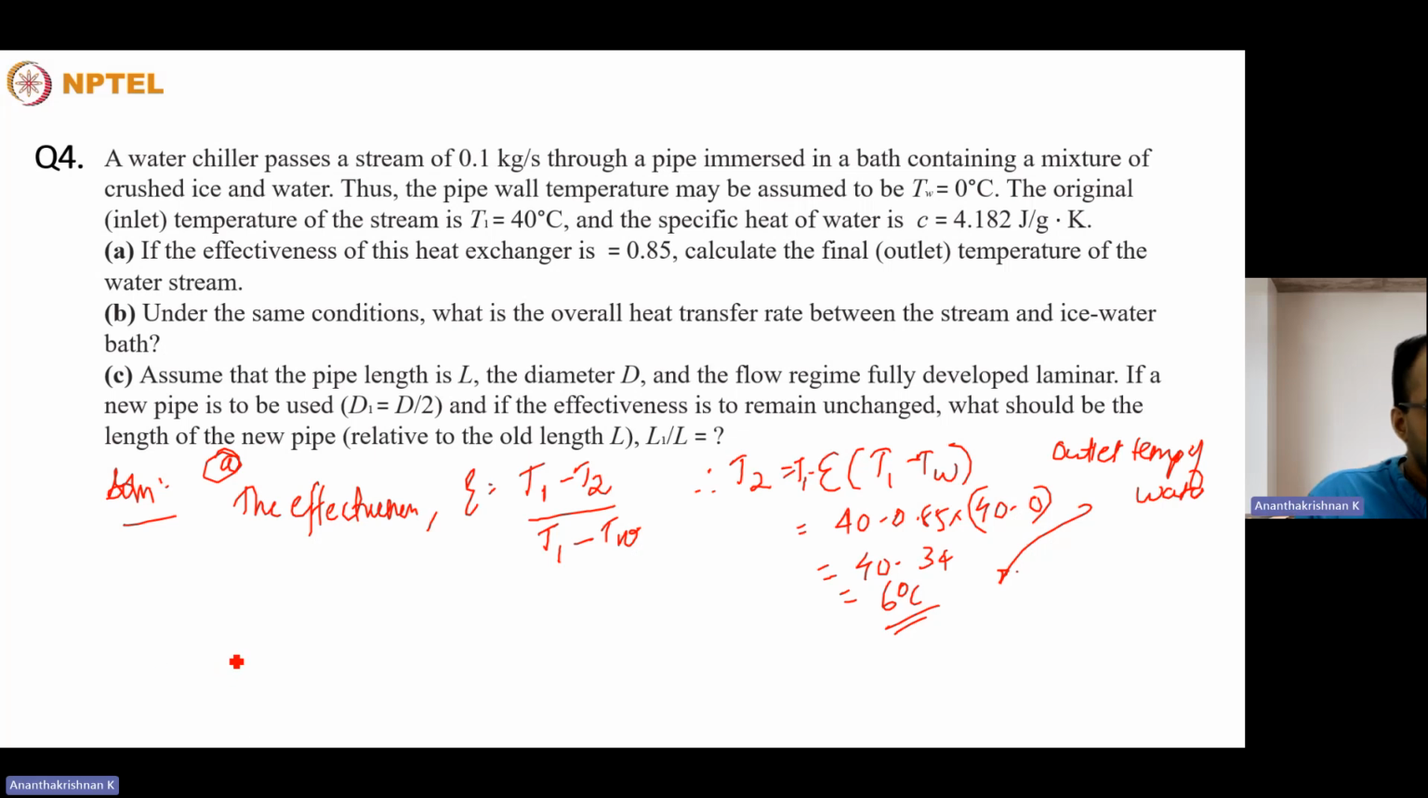The second part, under the same condition: what is the overall heat transfer rate between the stream and the ice water bath? So treating it as a control volume, initially it is coming in at 40 degrees Celsius, going out at 6 degrees Celsius. We have to calculate the energy transferred by the fluid, that is, we have to calculate the heat transfer rate.